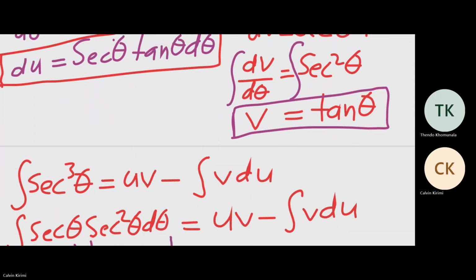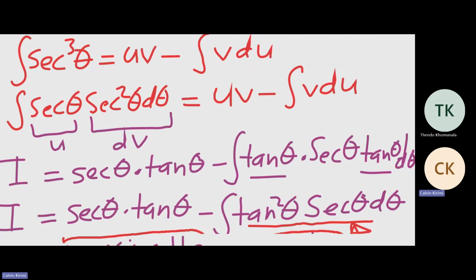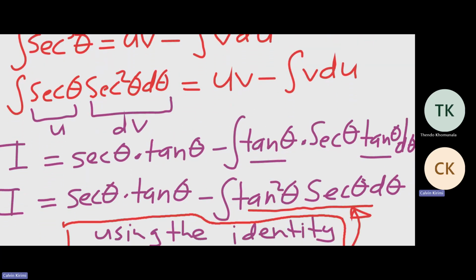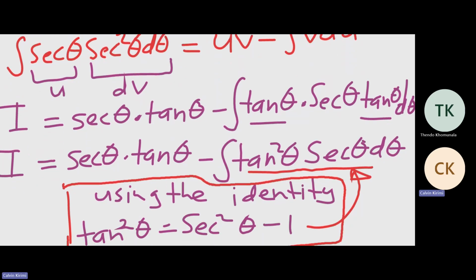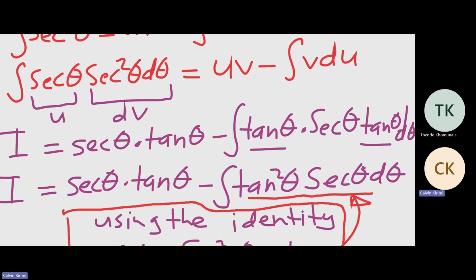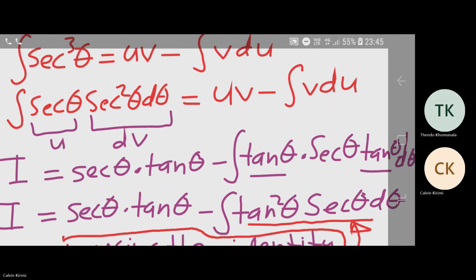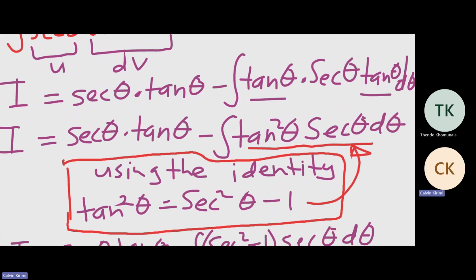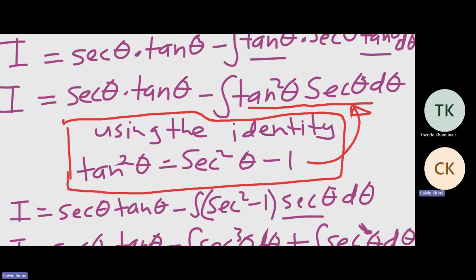That's what happened. Then from there, we are replacing the values for u, v, and the integral of v du. Where there is u, we put secant theta. Where there is v, we put tan theta, minus the integral of tan theta times du, which is secant theta tan theta. Then we introduce the identity to separate the terms. Using the identity, tan squared theta is equal to secant squared theta minus 1.